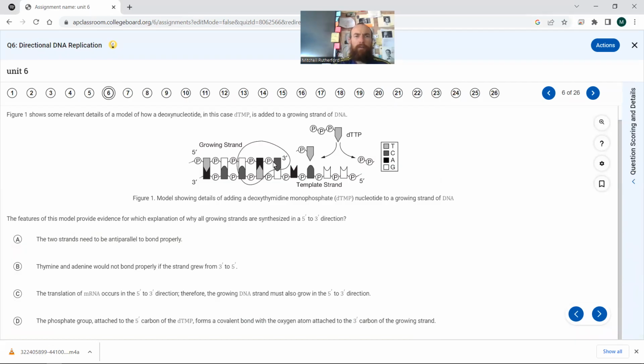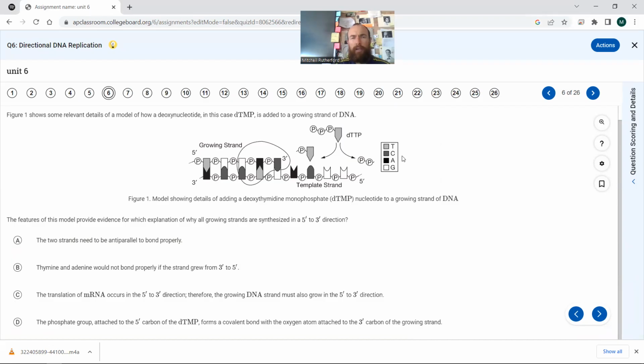Okay, again, this one, there's not a whole lot going on, so I'm just going to briefly look at this. I am seeing something that looks like, okay, we're building DNA here, right? Maybe we're building RNA, whatever. We've just got template, growing, great, okay? Question, model provides evidence for which explanation in 5 to 3? Oh, okay, right, all right.